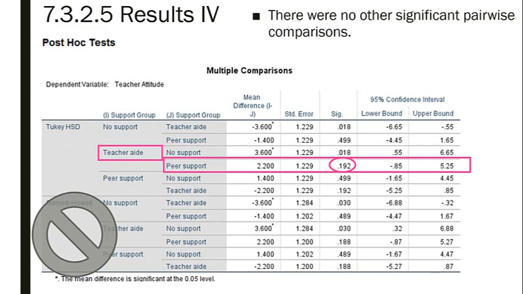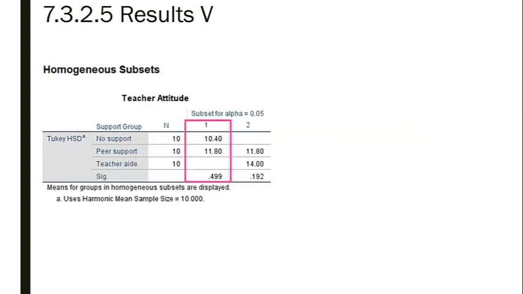The no support group was significantly less positive in their attitudes than the teacher aid group, but there are no other statistically significant pairwise comparisons. The homogeneous subset table looks at groups that are not statistically significantly different from each other.